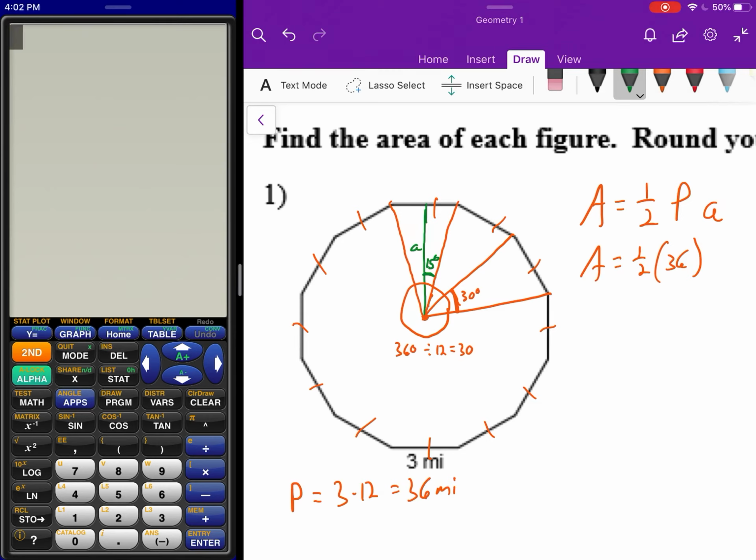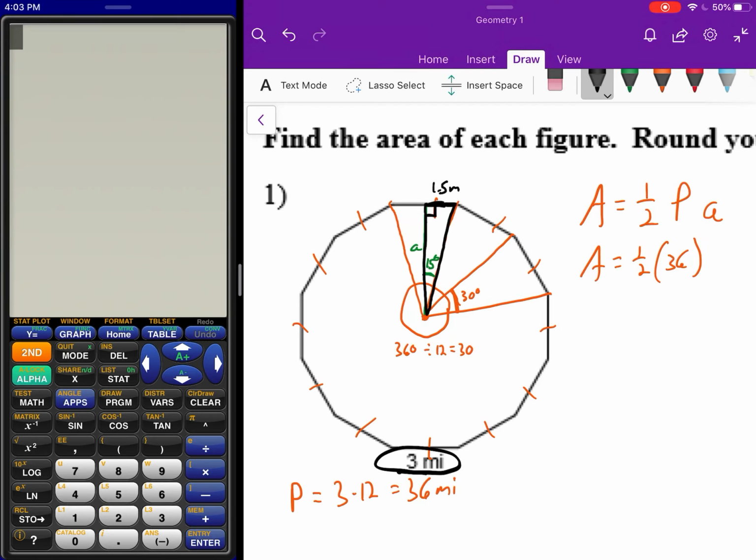Remember, we want to find the length of the apothem, which is this green. Now we know another piece of information because we know each side length is 3 miles. We know that this length here has to be 3 miles split in half, so this is 1.5 miles. And now looking at that triangle, I'm going to outline it in black. This is a right triangle, so we can find the length of the apothem.